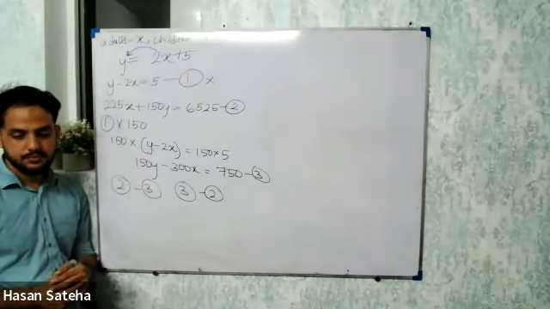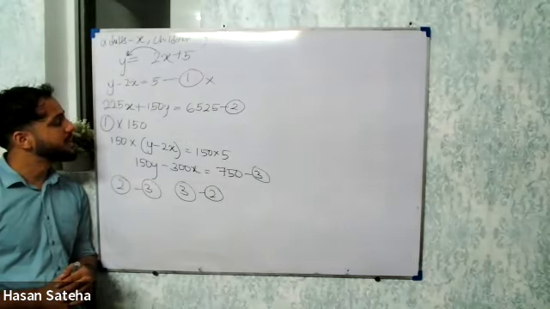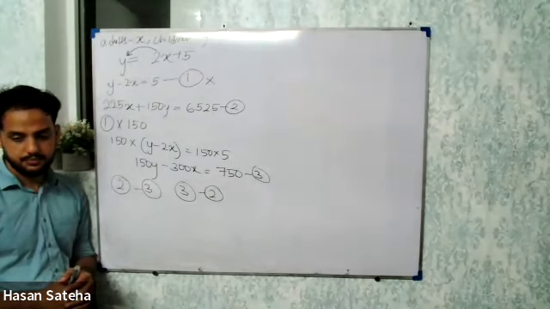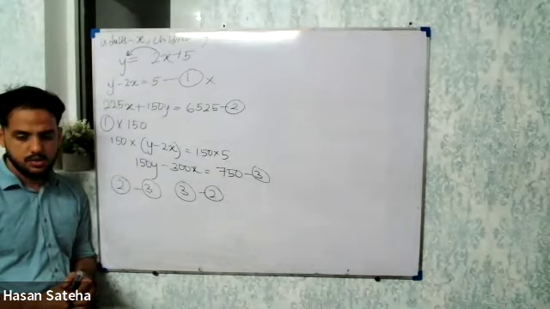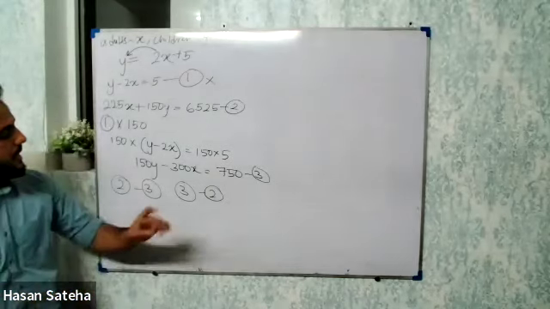2 minus 3, sir, because the second equation contains the larger number. Why do you say so? There should be a reason. It's because if we need to subtract, we should have a greater number. Okay, I told you last class.